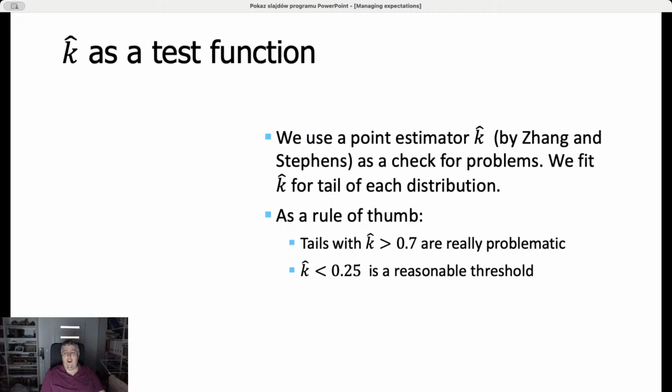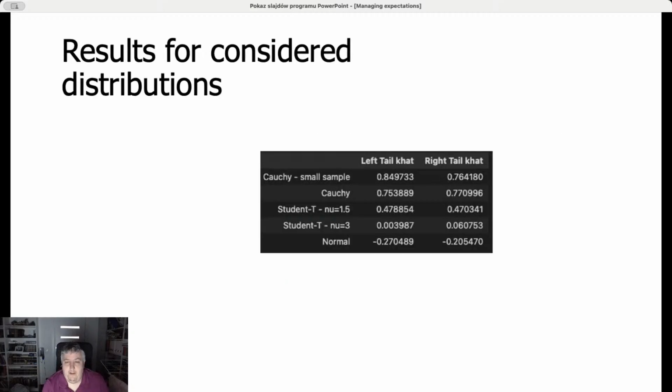If k hat is greater than 0.7, then we have a problem, because those are heavy-tailed distributions for which our computation, especially if not protected by a proper push-forward function but just estimating the expected value of the distribution, might have issues. Values between 0.25 and 0.7 are difficult because we do not have a good rule for them. They have to be investigated case by case using different tools, making histograms of the estimator errors, etc.